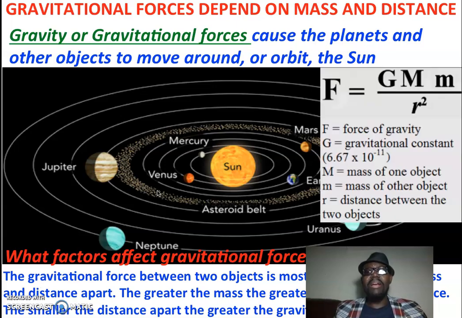Okay, so if you look at the gravitational force equation, gravitational force F is equal to the gravitational constant times the mass of one object times the mass of the second object, all divided by the square of the distance apart between the two objects. So if you increase the masses, you are increasing the gravitational force. If you increase the distance between the objects, you are reducing the gravitational force.